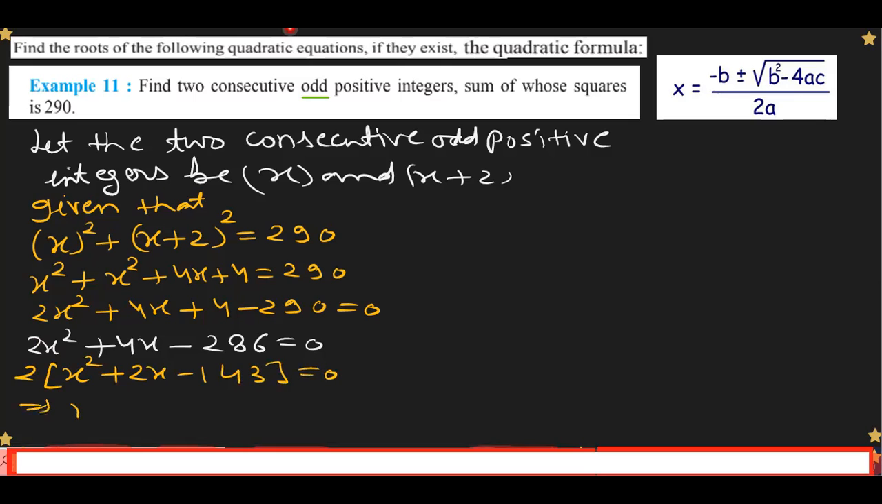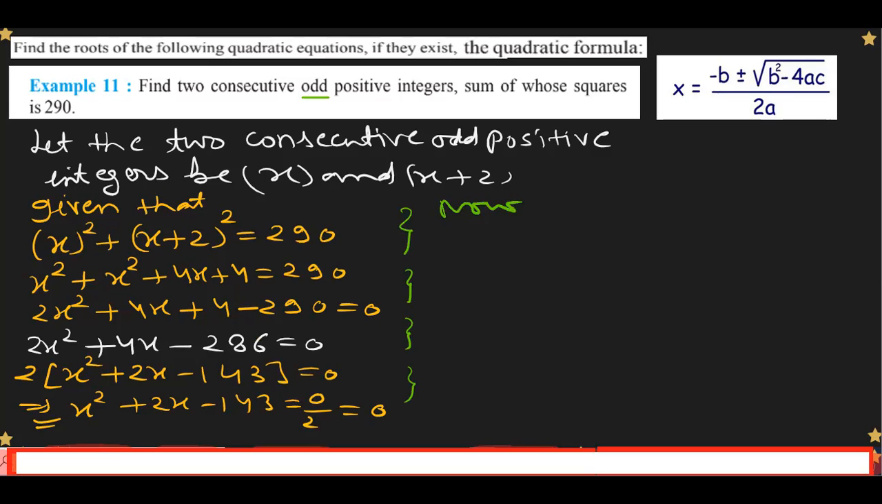Now, we can write x square plus 2x minus 143, that is 0 by 2, that is 0. So this is our quadratic equation, x square plus 2x minus 143 is equal to 0. ये हमारा रिक्वायर्ड क्वाड्रेटिक इक्वेशन है। Now we have to simplify it. We have to find out the value of x here. So nature of roots हमें compare करने पड़ेंगे.